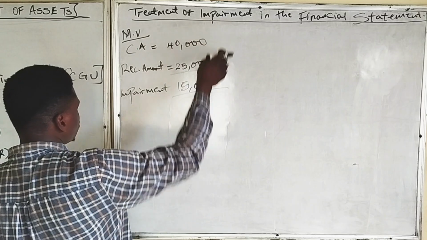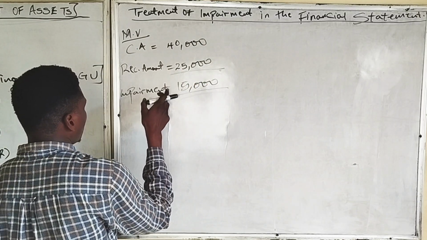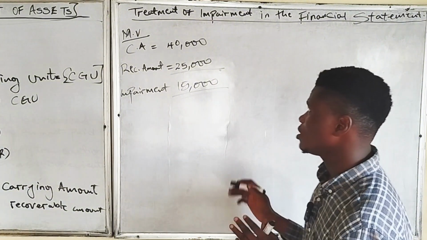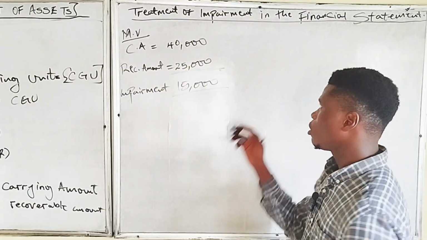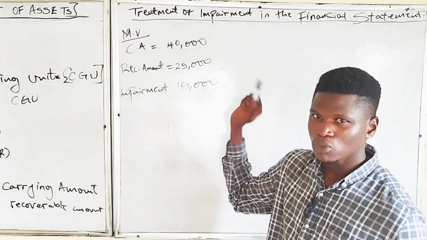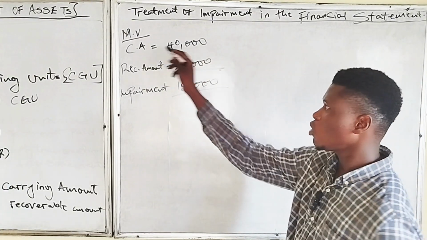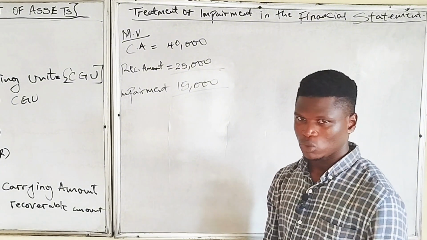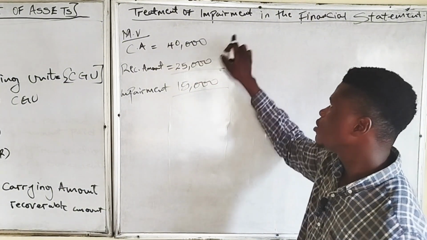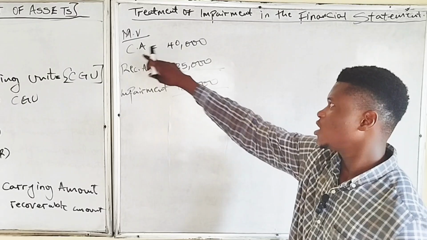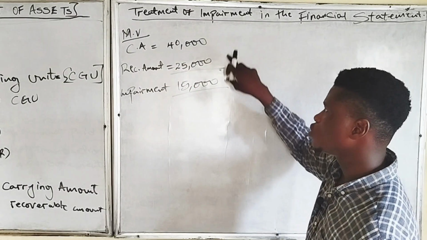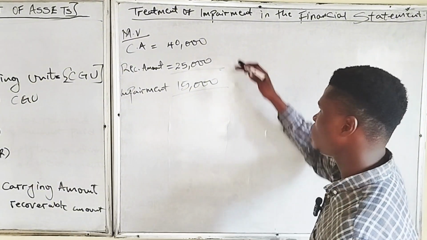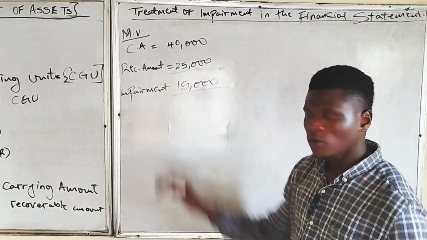So how do we bring it to reflect the recoverable amount? We said at every year end, or at every point in time, an asset must always reflect its recoverable amount. Please take note, an asset must always reflect its recoverable amount at the end of every accounting period. So we have previously recorded our asset using the carrying amount of 40,000. How do we bring it to reflect this 25,000, which is the recoverable amount? So how do we pass this 15,000 entry of impairment?